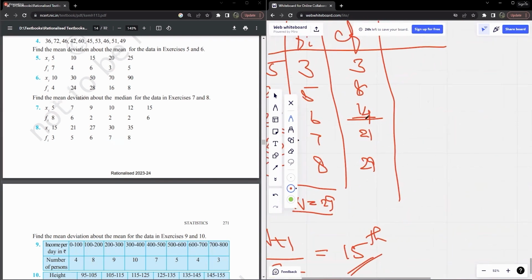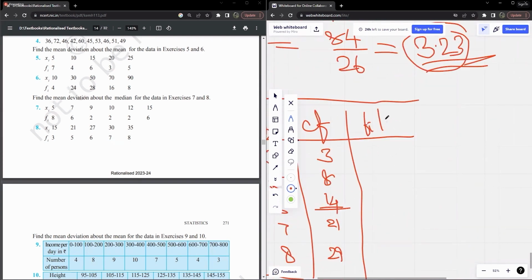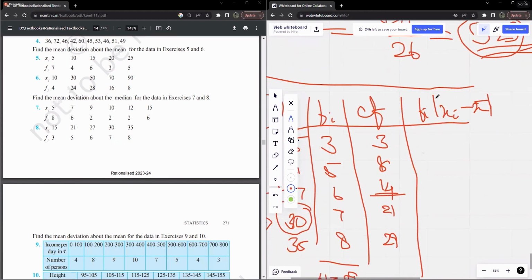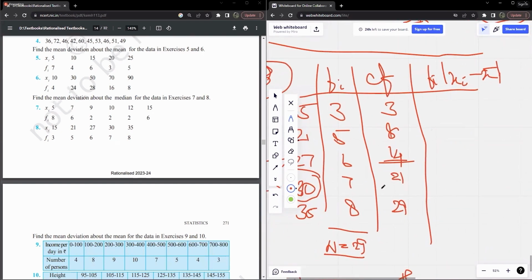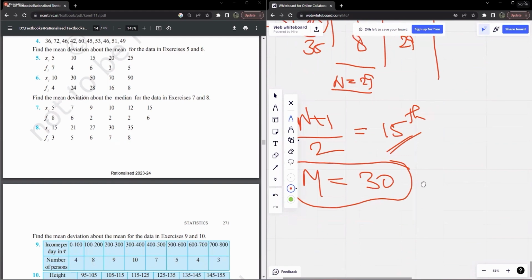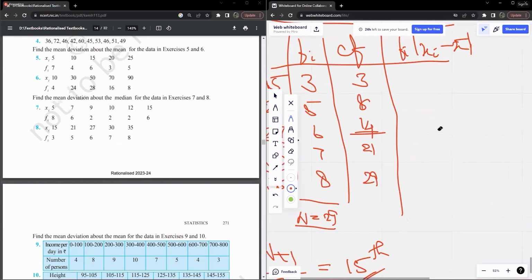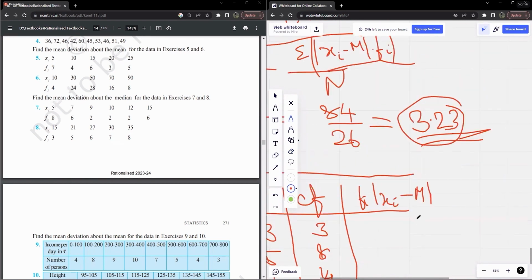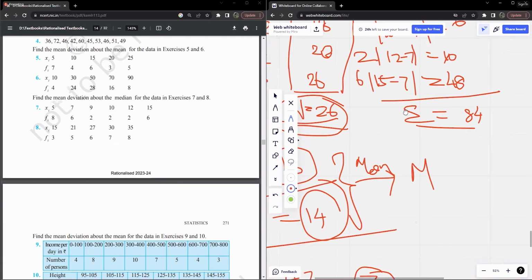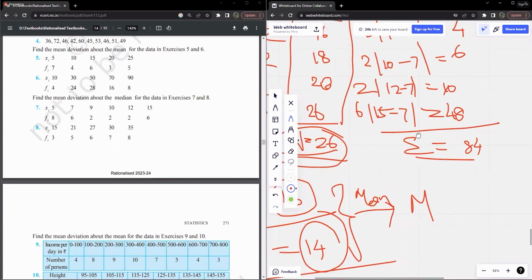Therefore, I'll then find the column of fi times mod of xi minus x bar. This time I'll not write mod of xi minus x bar. You have to note that x bar is 30. Wait a minute. This is not x bar. I'm very sorry. This is capital M.